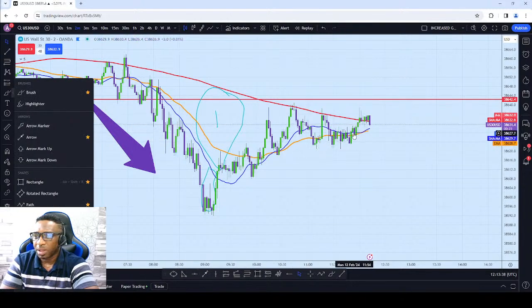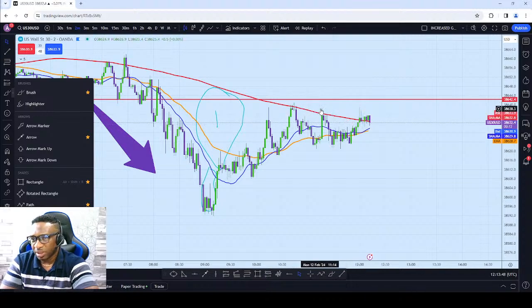So currently the US30 pushed up to the 200 moving average. It looks like it's making lower lows, and then over here it pushed up to equal this move that it's made previously.